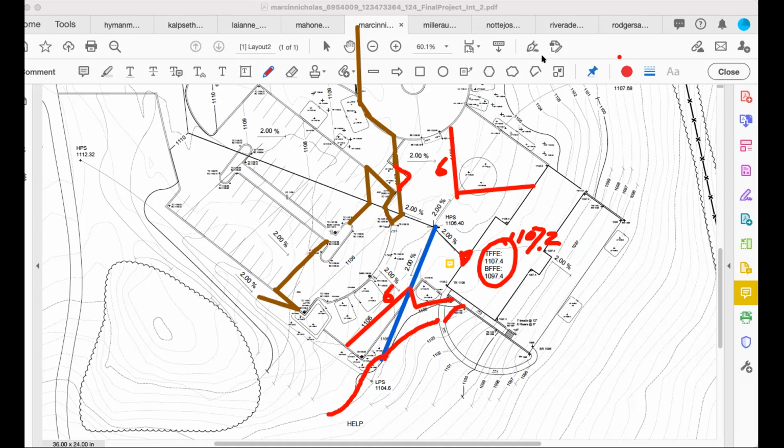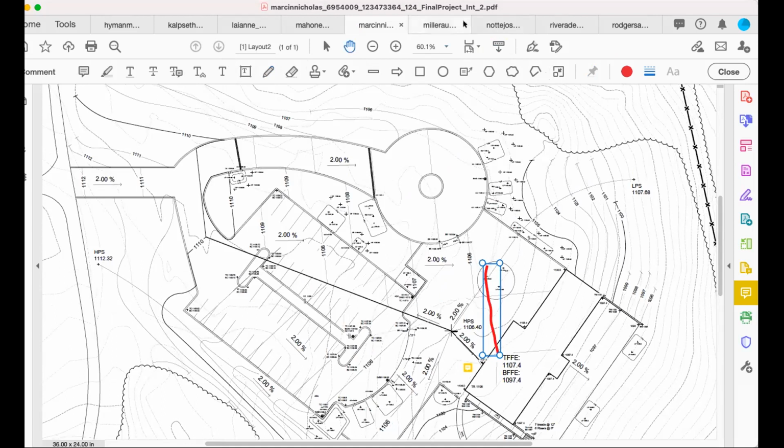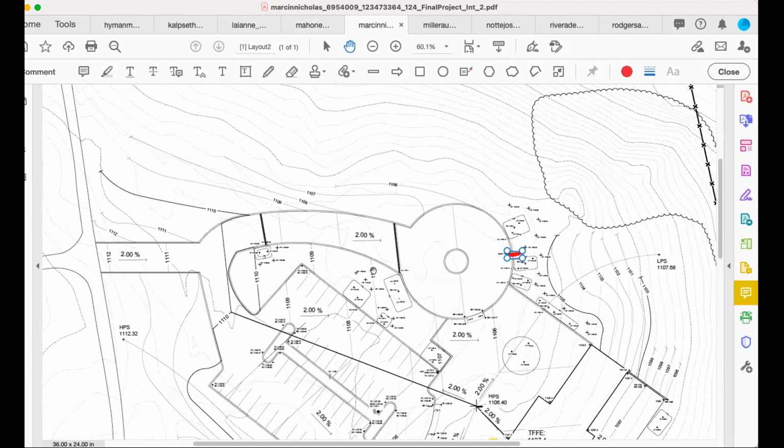Let me zoom out, clear this, zoom out, and take a quick look. It does seem like you need to connect this DI with your retention. So basically just extend the one up so it goes into it. Yeah, correct.